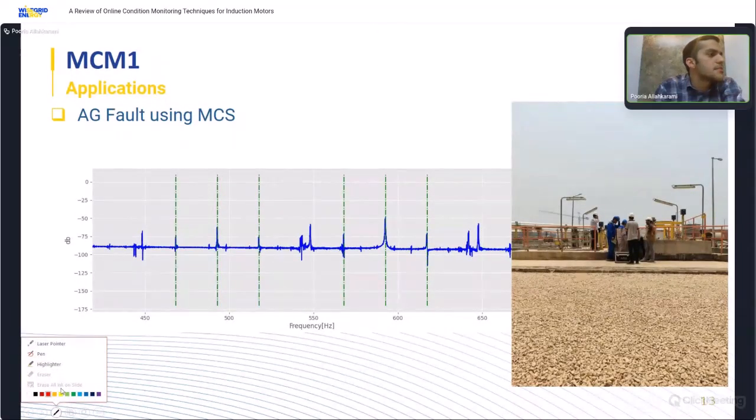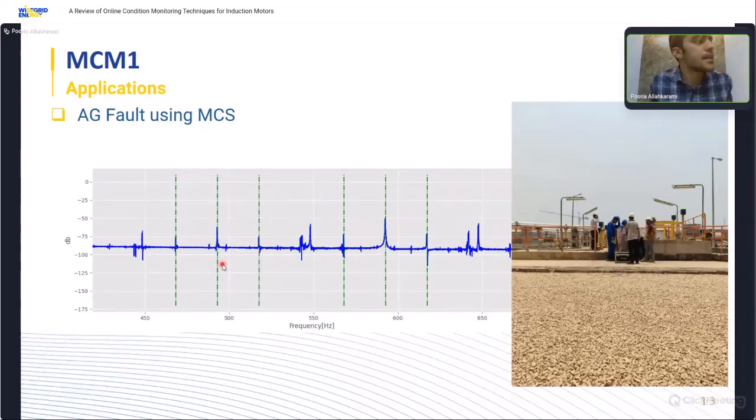These three frequencies: the middle one shows the static growth in eccentricity, and the side frequencies also show the dynamic eccentricity, air gap eccentricity in the motor.